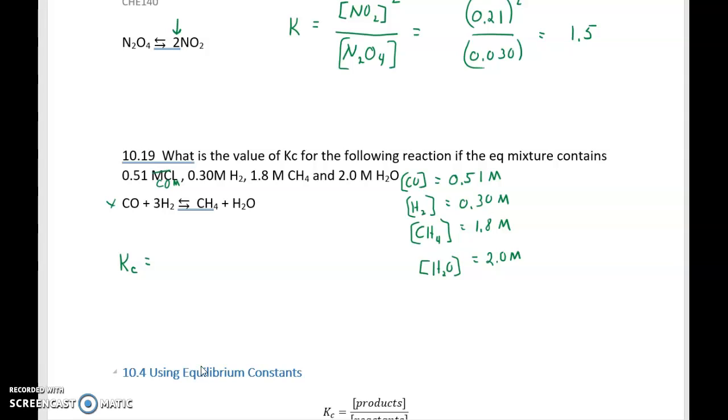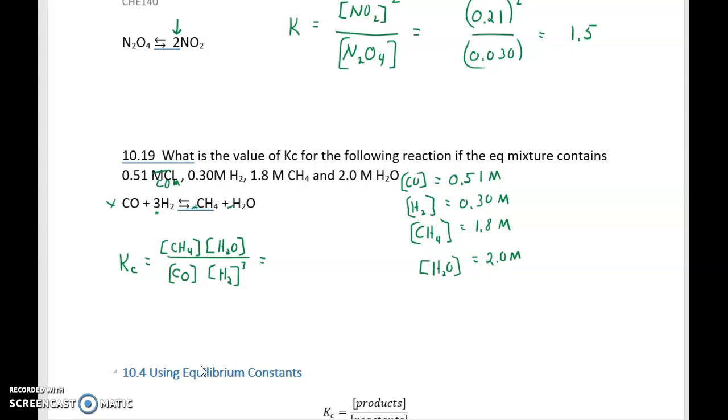So our equilibrium constant is going to be equal to the products, which are the methane and the water. We don't have any coefficients in front, so we can just leave those as ones. And then we've got the carbon monoxide concentration, and then we've got the hydrogen concentration, and this needs to be cubed because of that 3 right there.